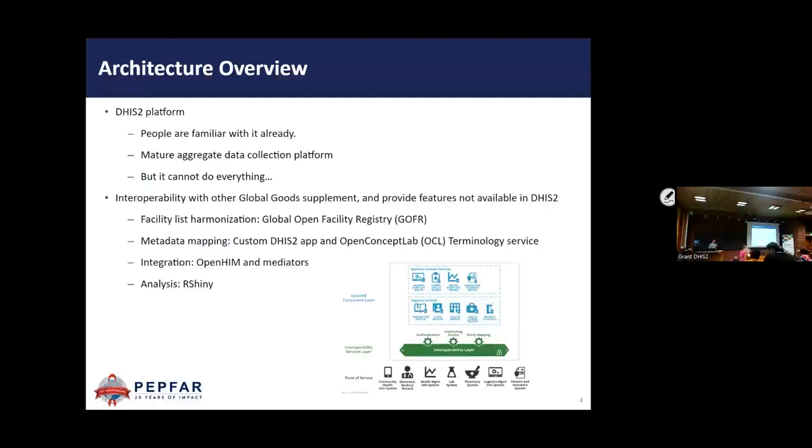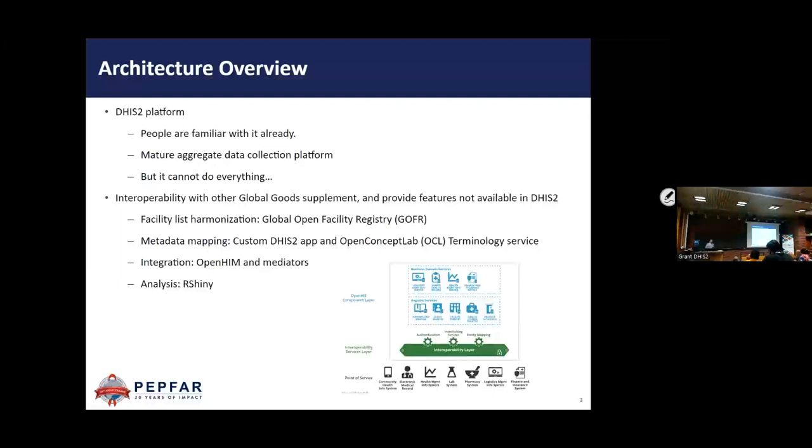The OCL, for example, is not just the front end. It does require backend integration. There is the metadata mapping, OCL integration, GOFR integration. And in order to do all of this, we use OpenHIM and custom mediators. I know the Route API is coming to DHIS2, so we probably will look at whether we can replace it, because there is a reason to scale down if it's possible. If you have a new feature that can replace the system that's sitting there, why not? Just use one system.